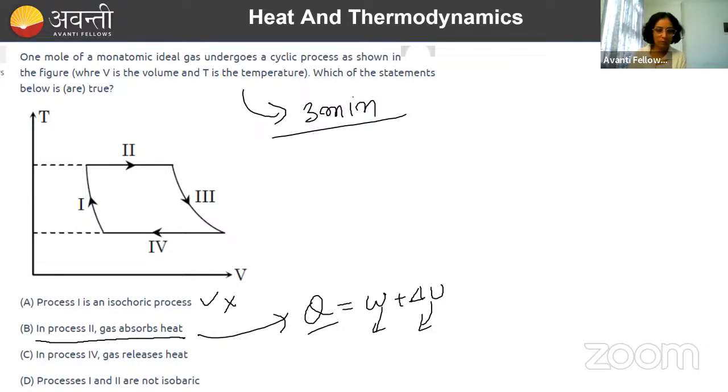Let me know about option C and others, please. Option B will be what? True or false? Okay, done. Because here temperature is not changing, so delta U is 0. Now, what about W? Here volume is increasing, so work is being done by the system, so that is positive. Q is positive. It means heat is getting absorbed. Now, what about process 4? 4 is just opposite of the second now. Again, here also temperature is constant. You just see carefully. Let me know.